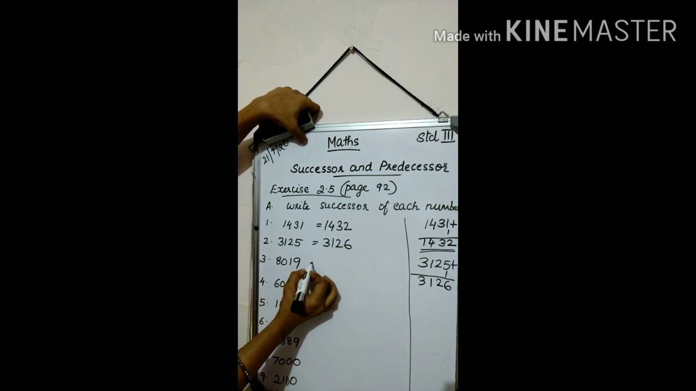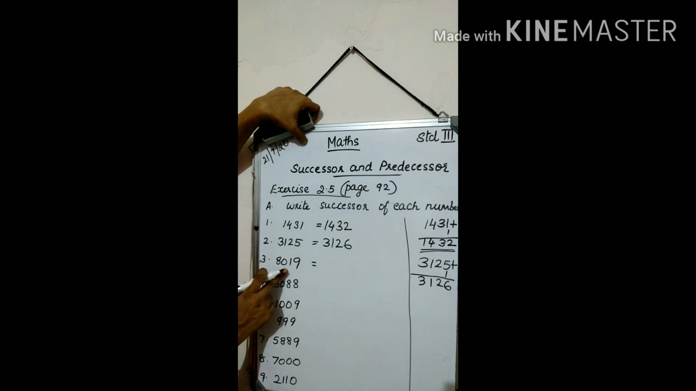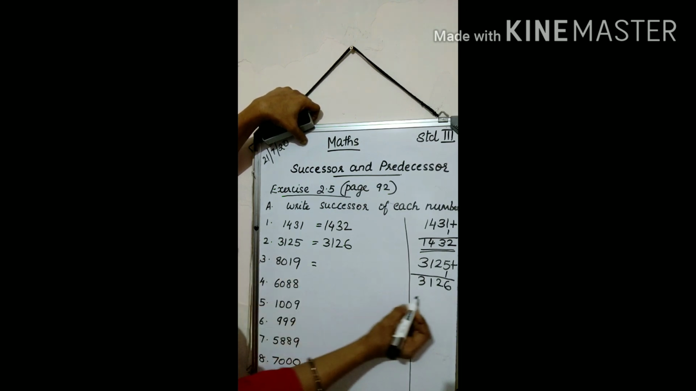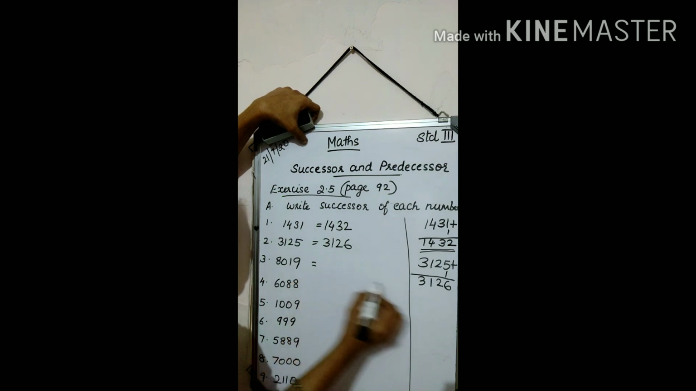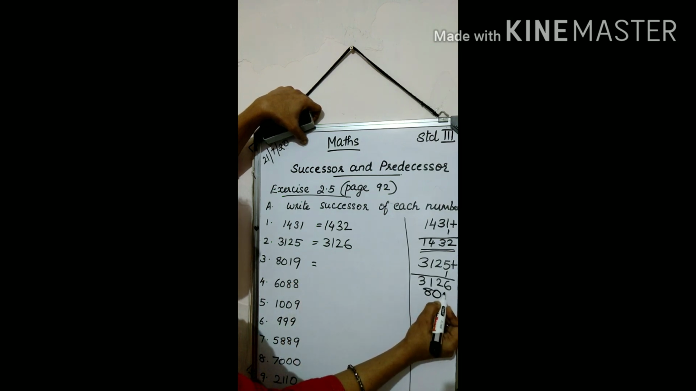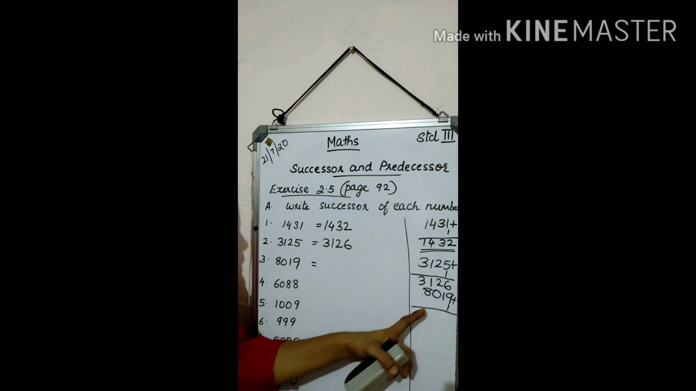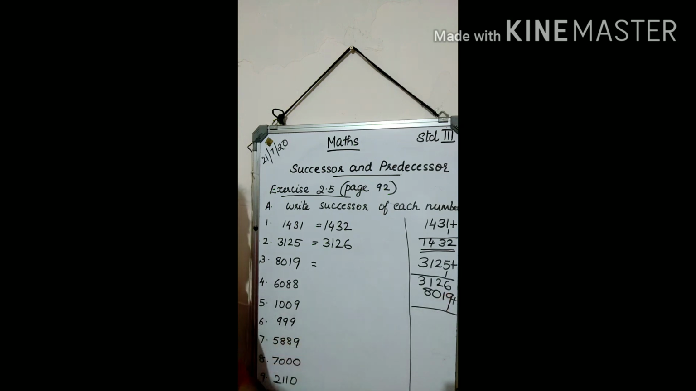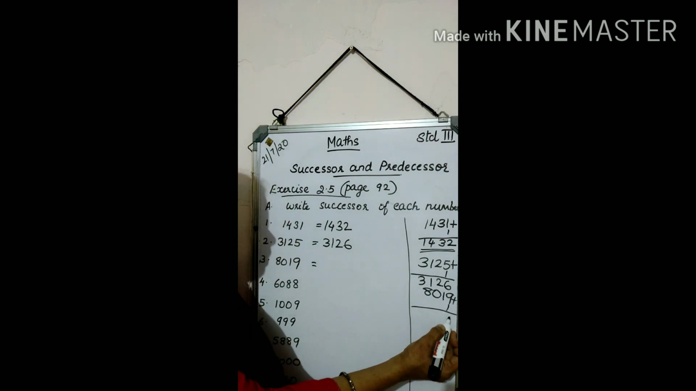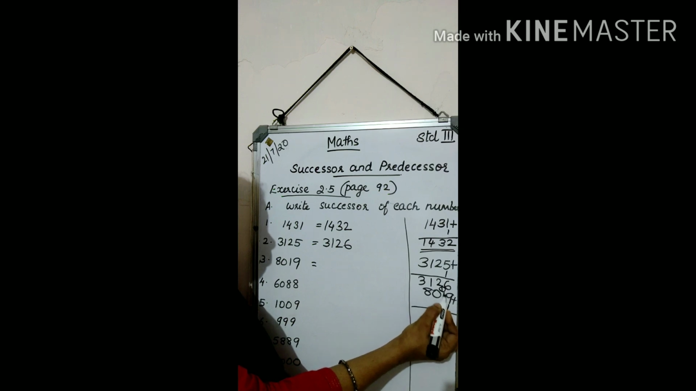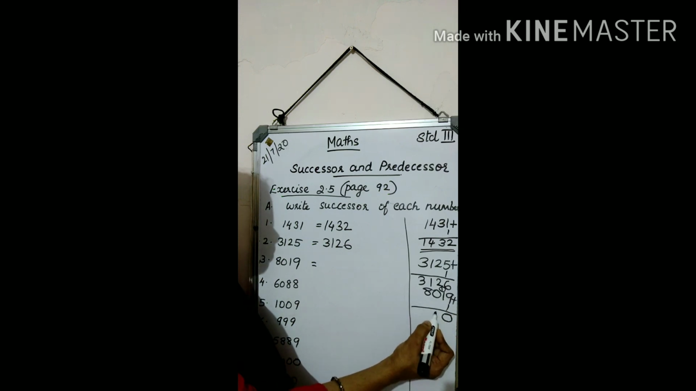3126. Then look at the next question. 8019. Write it here. 8019 plus 1. Look here. Here comes 9. You have to add 1 to 9. What is 9 plus 1? Yes, 10. So you have to write 0 here. 1 goes here. 1 plus 1, you get 2.